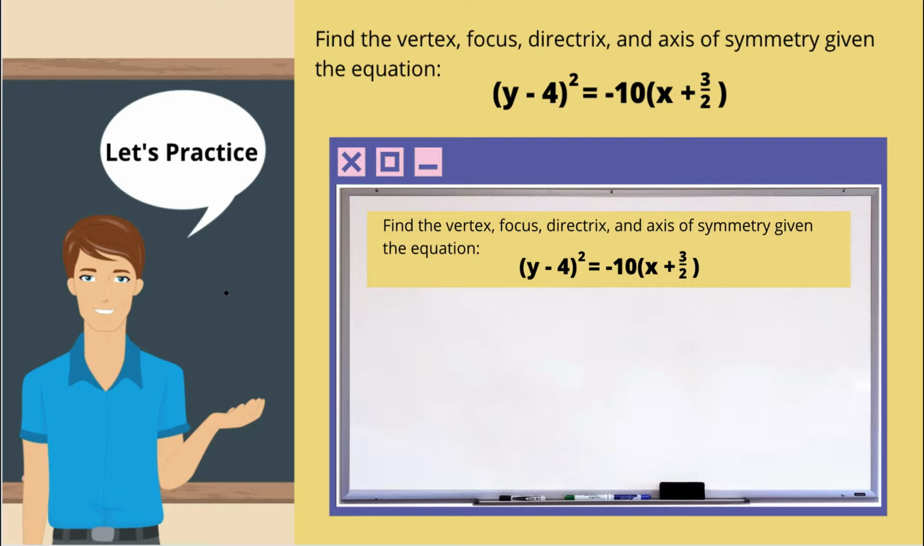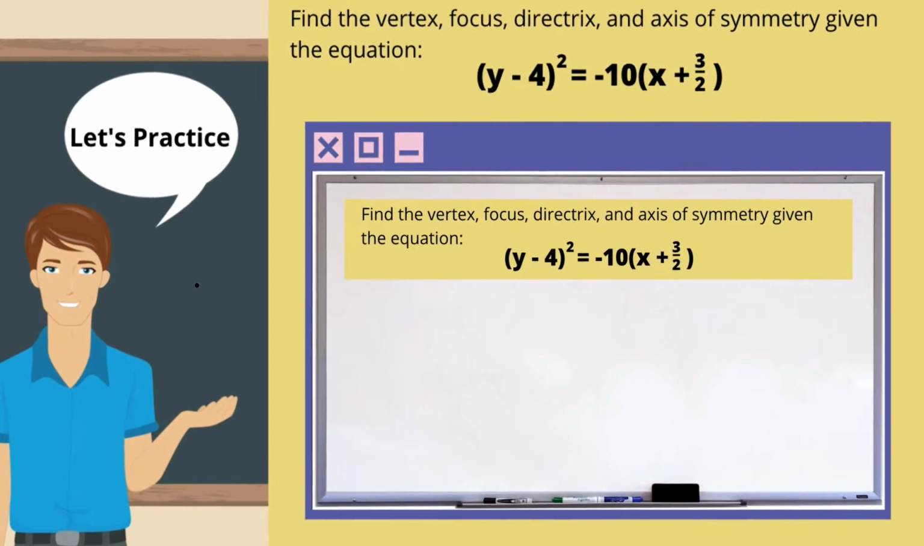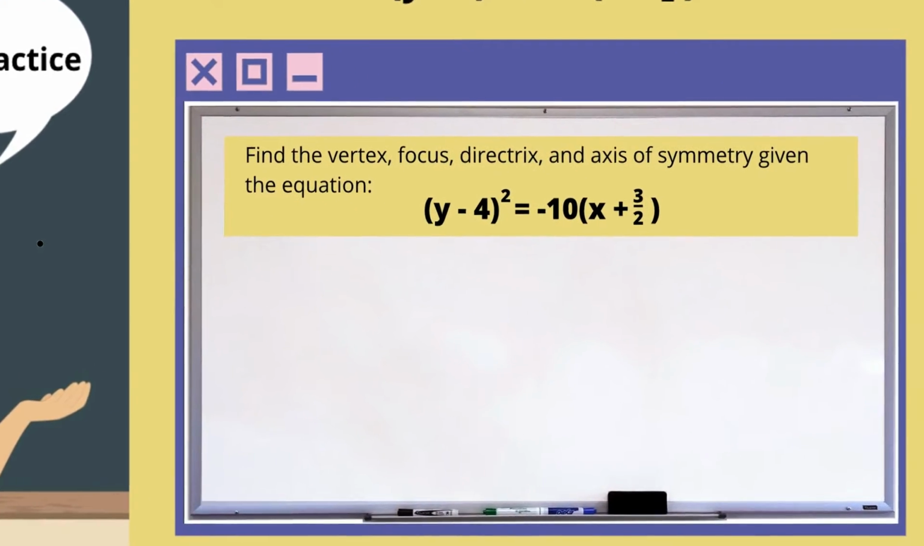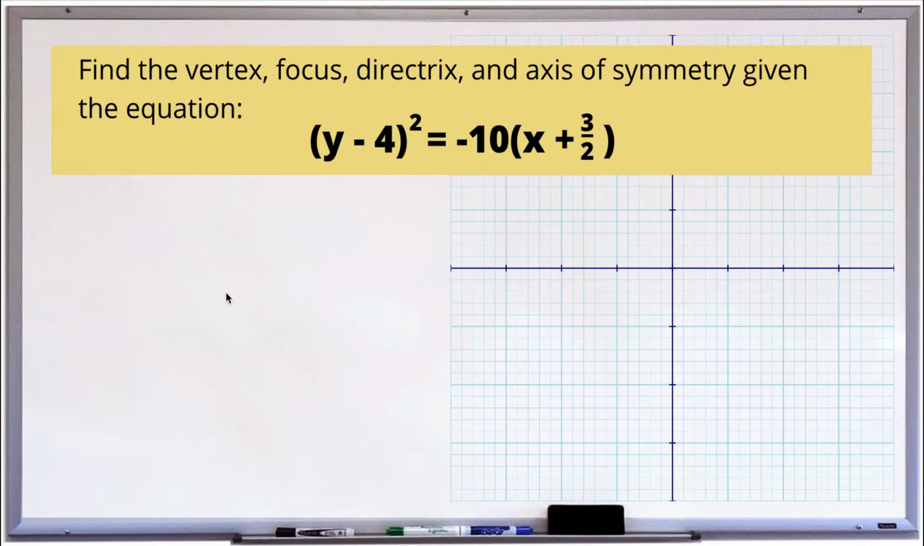Now let us try practicing what we've learned using the example given on the screen. Find the vertex, focus, directrix, and axis of symmetry given the equation (y minus 4) squared equals negative 10 times (x plus 3/2). Looking at our given equation, it constitutes the standard form of equation of a horizontal parabola. And since our 4p is negative, then it must open to the left.